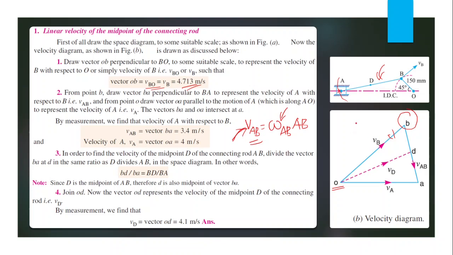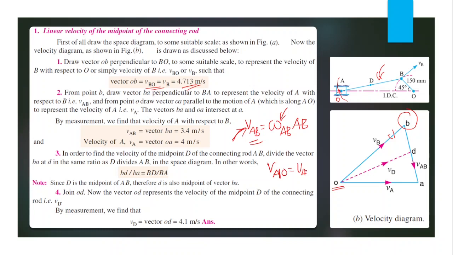Then the third velocity, velocity of A, the velocity of this slider with respect to O. O means this fixed link O. The velocity of slider A with respect to O is equal to velocity of slider, because that point O is stationary.